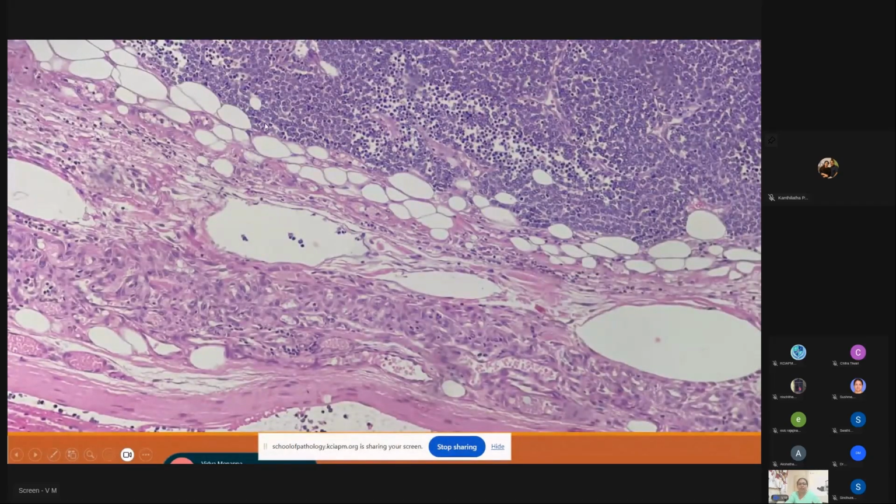Now, this was the edge. Whenever you are dealing with a tumor, you have to comment on what the edge is. Is it infiltrating? Is it well circumscribed? As you can see here, this is subcutaneous tissue, so it has gone deep down, but it is fairly circumscribed. It is unencapsulated, okay? And this is the surrounding tissue.